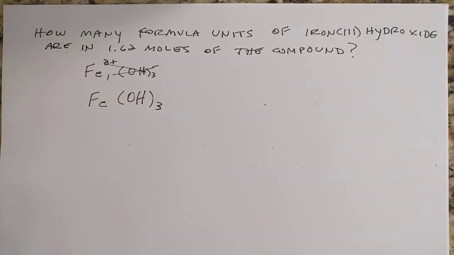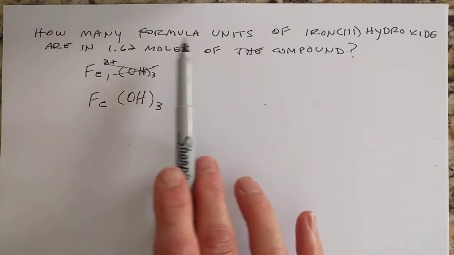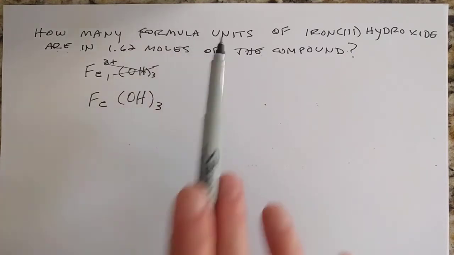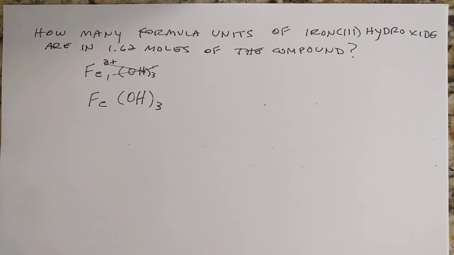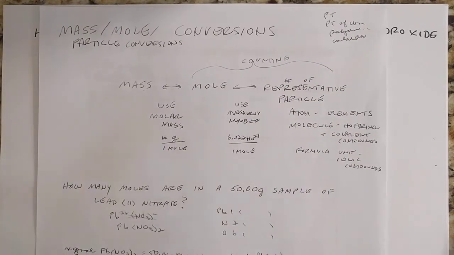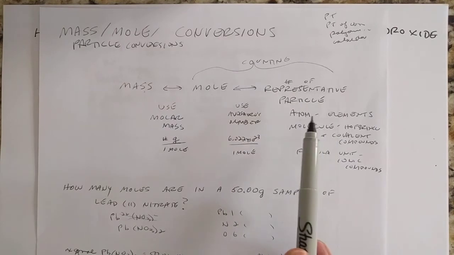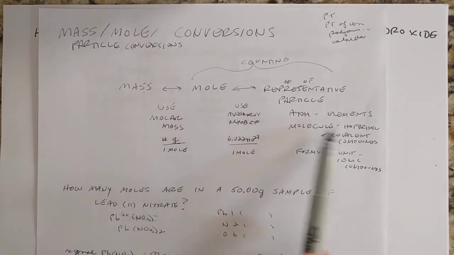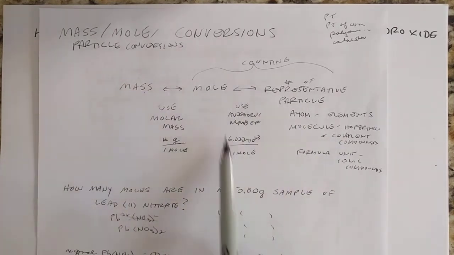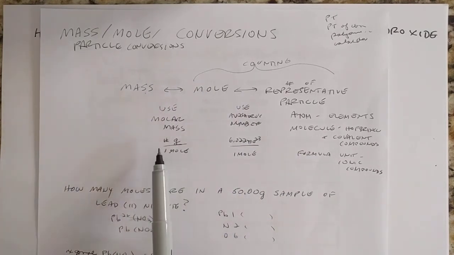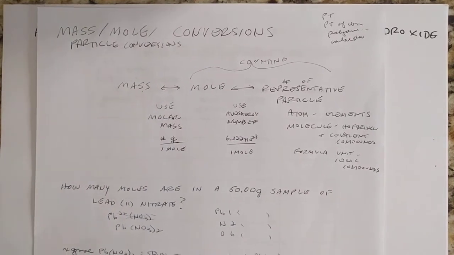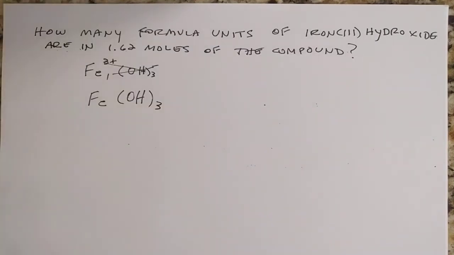Now we check our problem. Do we need to do a molar mass calculation? We're looking for formula units. This is a counting unit. We're given moles. That's a counting unit. If we go back to our chart that we made at the beginning, moles and particles, formula units and moles, we're just using Avogadro's number. We don't need the molar mass. You can calculate it, but you're not going to use it. The only conversion we need is Avogadro's number.